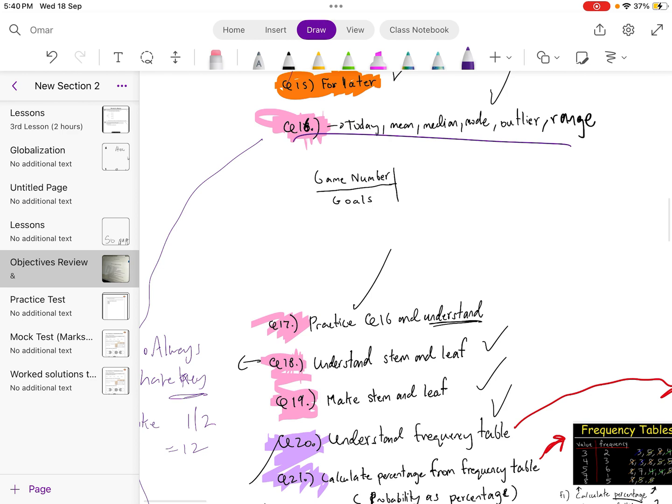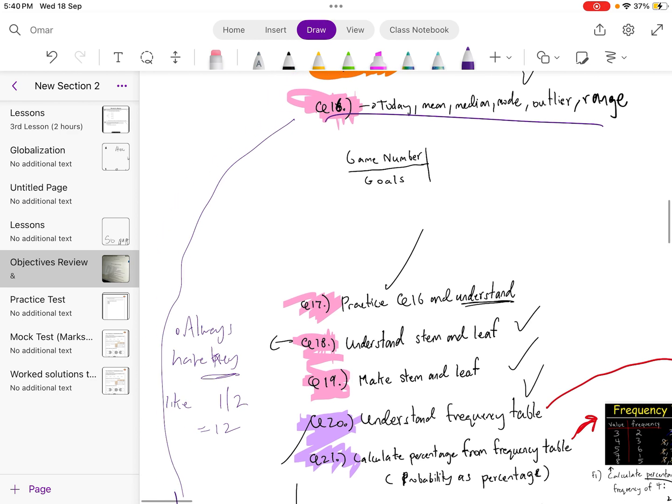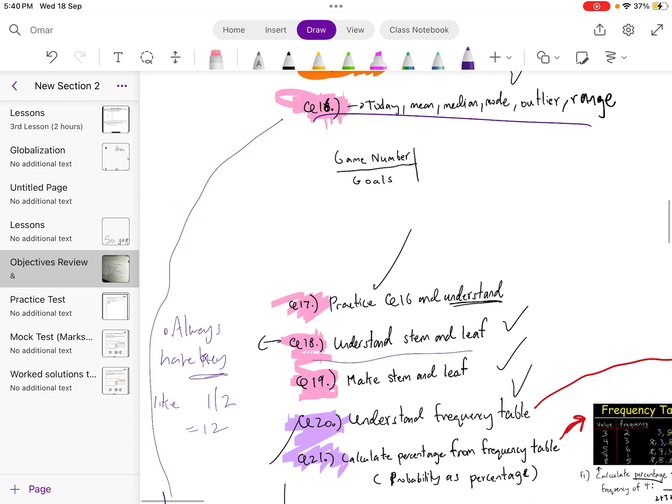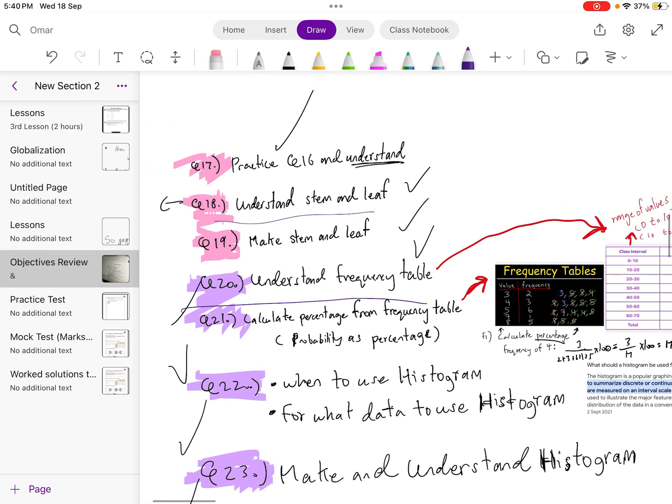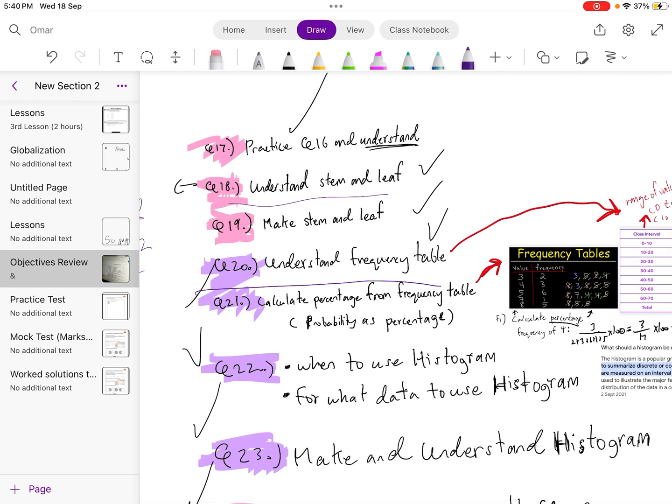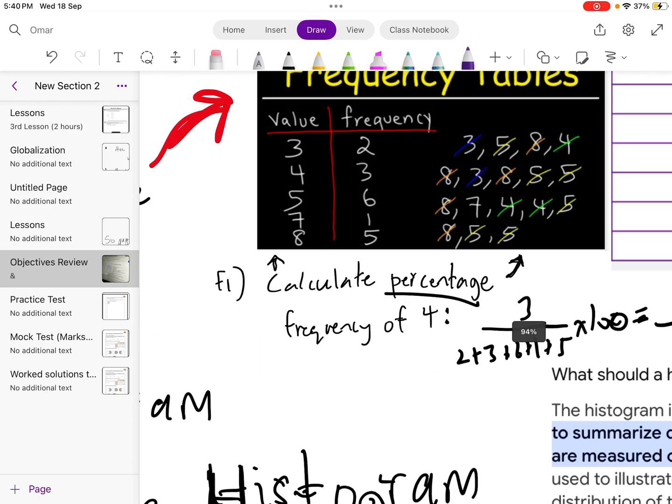Here, for stem and leaf, make sure to have a key. So 1 line 2 means 12, like that. Question 20, understand frequency. We did that, frequency tables. Question 21, as a percent, it means like this.